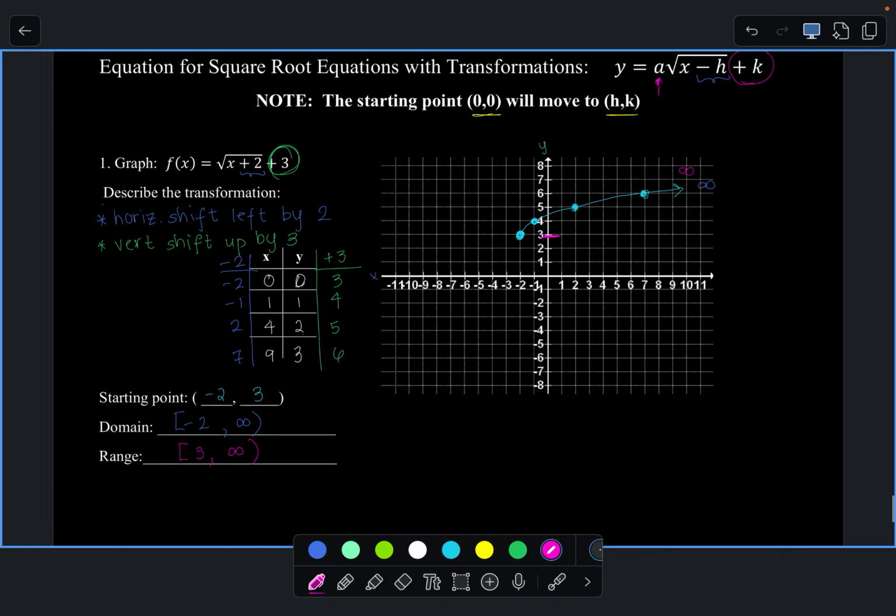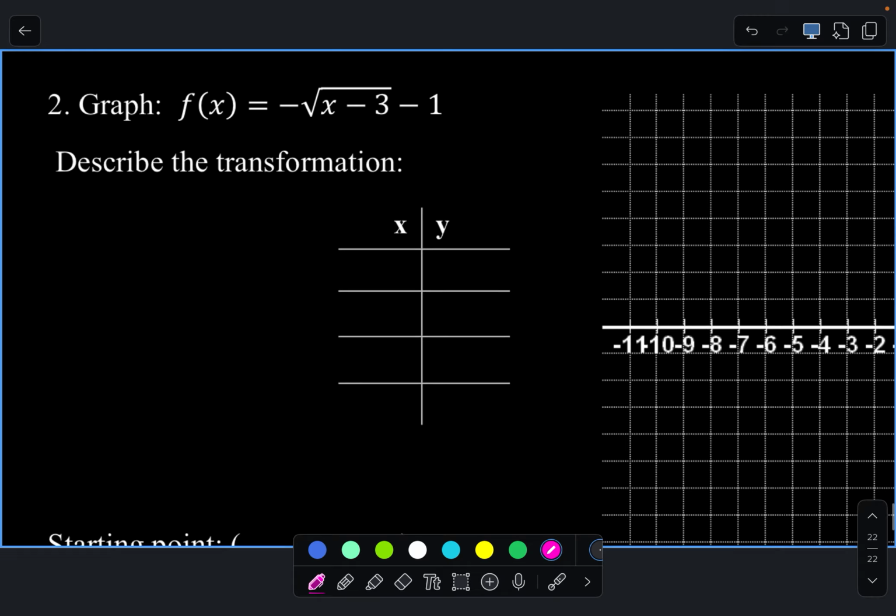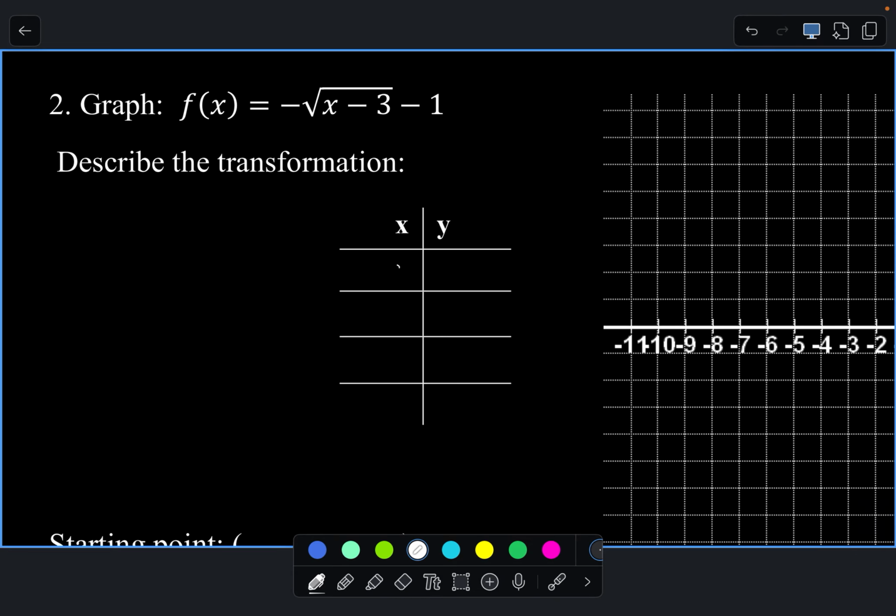Let's try it again. Next page, number 2. Easy peasy, lemon squeezy. 0, 1, 4, and 9. 0, 1, 2, and 3. Those are your parent values in your parent table. Let's go ahead and describe the transformation. First and foremost, we have this reflection.